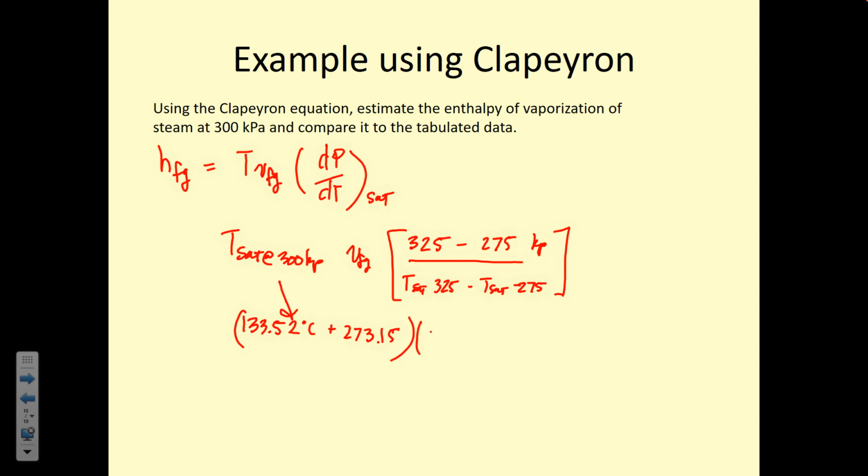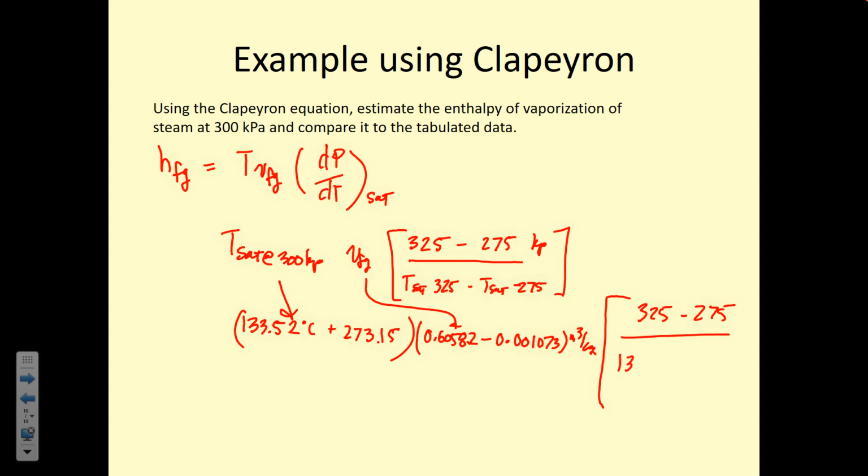v sub g is 0.6058 minus 0.001073 meters cubed per kilogram. That's vfg. And then we have 325 minus 275 over this delta T. And because it's a delta T, we don't have to convert to Kelvin. We can convert both of them to Kelvin, but then the delta Kelvin cancels out. Degrees C.